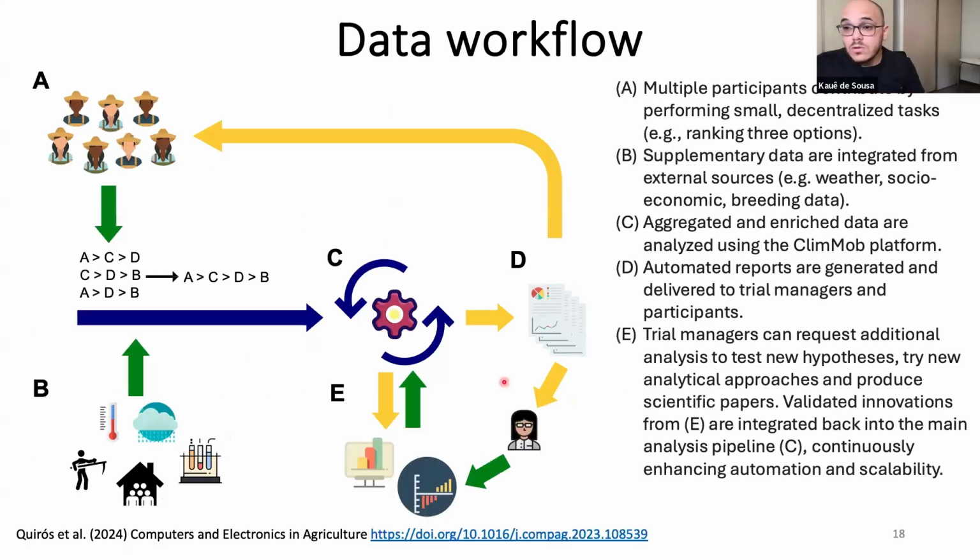Basically, the data workflow on ClimMob works like this. You have the farmers contributing with their rankings, and then you put all the data together. You also add covariates, data from external sources like management, socioeconomic, laboratory data, and weather data, and then you run that on ClimMob automatically. This generates reports, which you can then send as simplified feedback to farmers, so they know what they did. This is part of the citizen science approach, when people are informed on what they did.